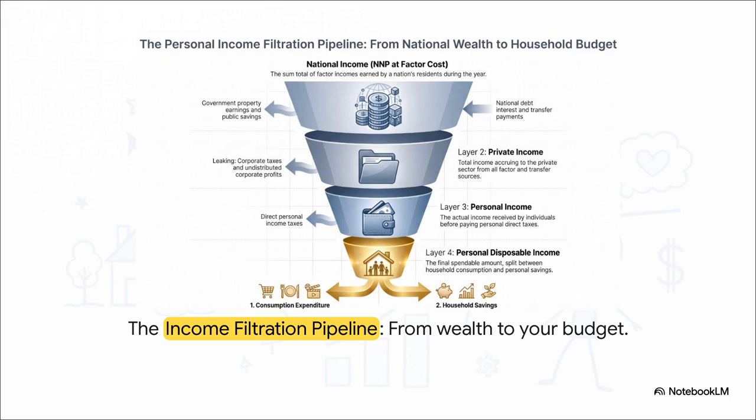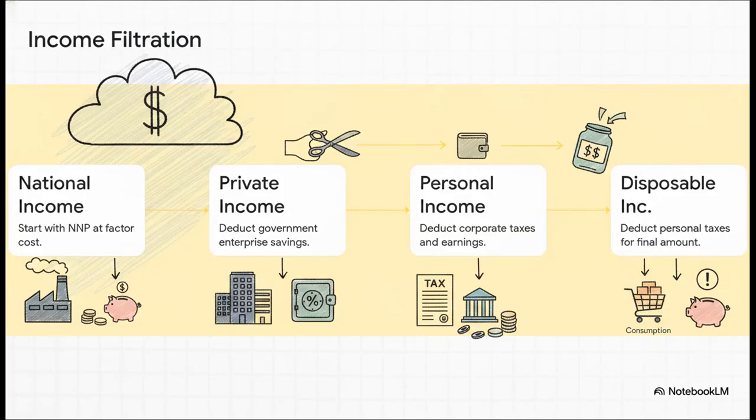As the money moves down the funnel, things start leaking out. It's literally like an obstacle course for money. We start at the top with national income. First, government enterprises take their cut of income and savings, which leaves us with private income. But the gauntlet isn't over yet.